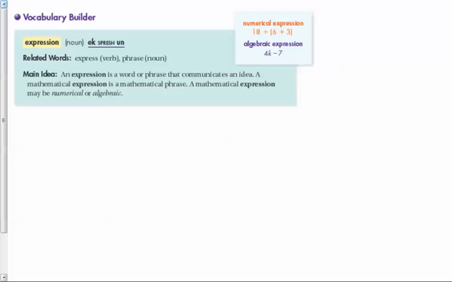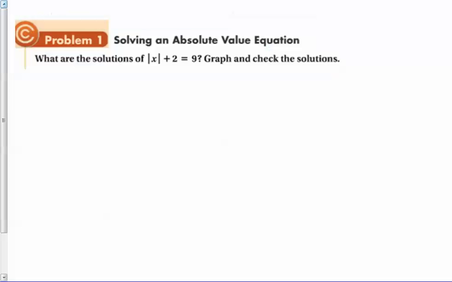Now, in tradition, absolute value is basically the distance you are from zero. So when we do this, it's really kind of the same thing. The only thing that may change a little bit is how you graph. With absolute value, I'll usually always have two answers. The very first problem says: what are the solutions of the absolute value of x plus 2 equals 9? Graph and check the solutions.